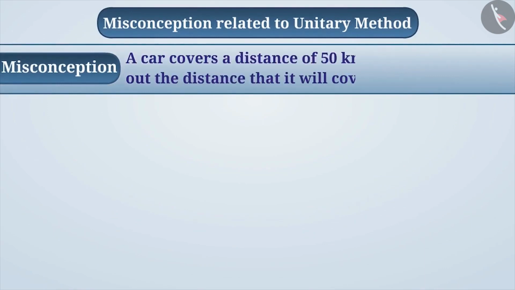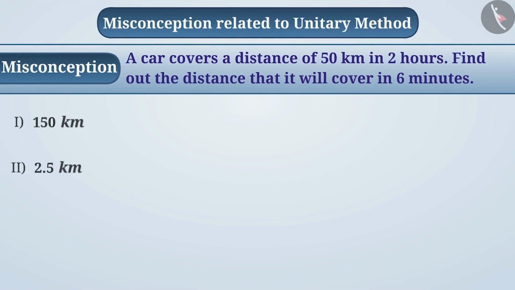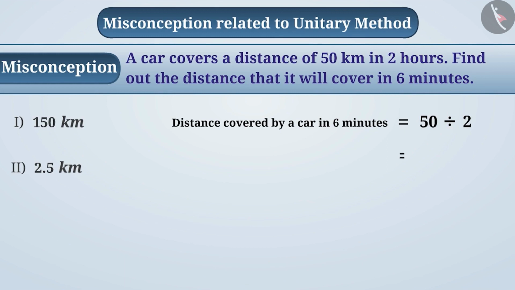Misconception 1. A car covers a distance of 50 kilometers in 2 hours. Find out the distance that it will cover in 6 minutes. Many a times, students do not focus on units. They just consider the numbers and perform mathematical operations to get the answer. They simply divide 50 by 2 and get the result as 25. Then they observe that the next number is 6 and multiply 25 with 6 to get the result, that is 150. This leads to an incorrect answer and they give option 1.